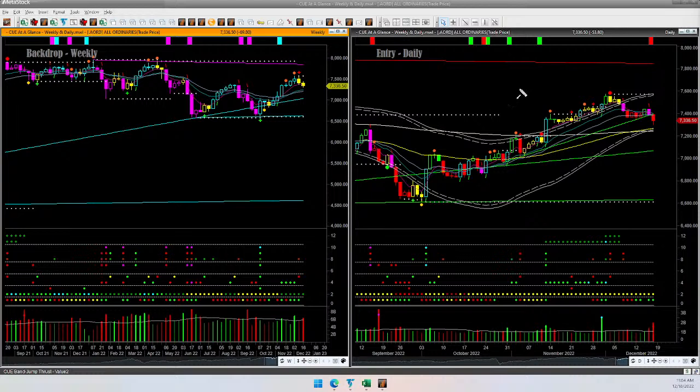Australian market, all ordinaries index, weekly came down for 2 weeks. The backdrop color is still neutral, yellow. In daily, price came down right after displaying the bearish headwind, possible reversal signal. On Friday, price broke below the trendline support. However, it closed with an indecisive shape candle.